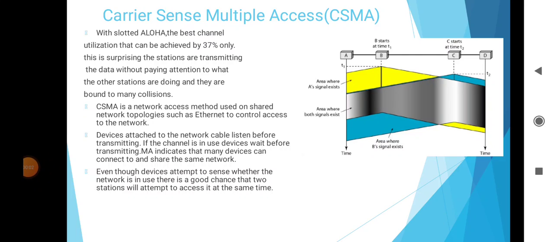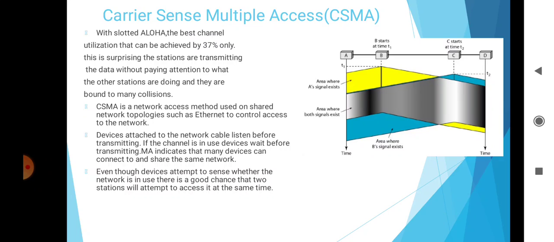Hello students, today we will see the next topic, carrier sense multiple access, that means CSMA. With slotted ALOHA, the best channel utilization that can be achieved is 37% only. This is surprising. The stations are transmitting the data without paying attention to what the other stations are doing, and they are bound to have many collisions.